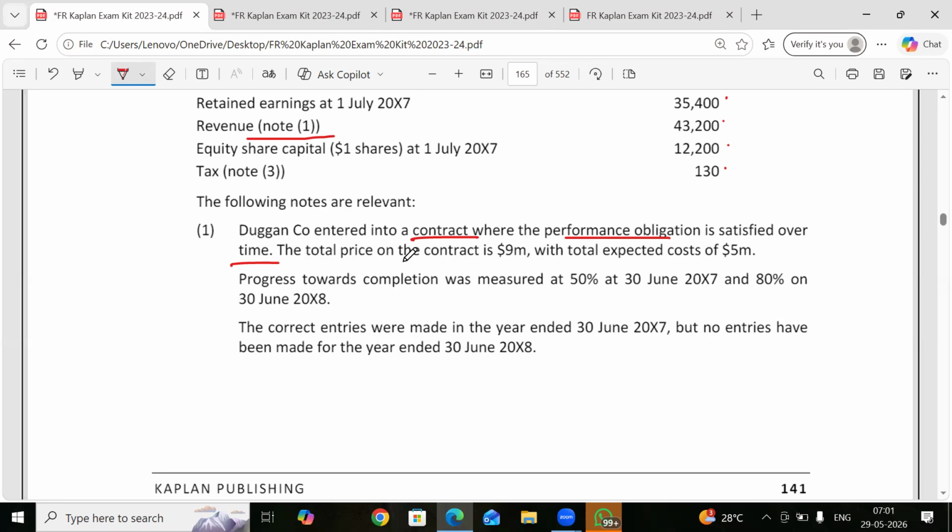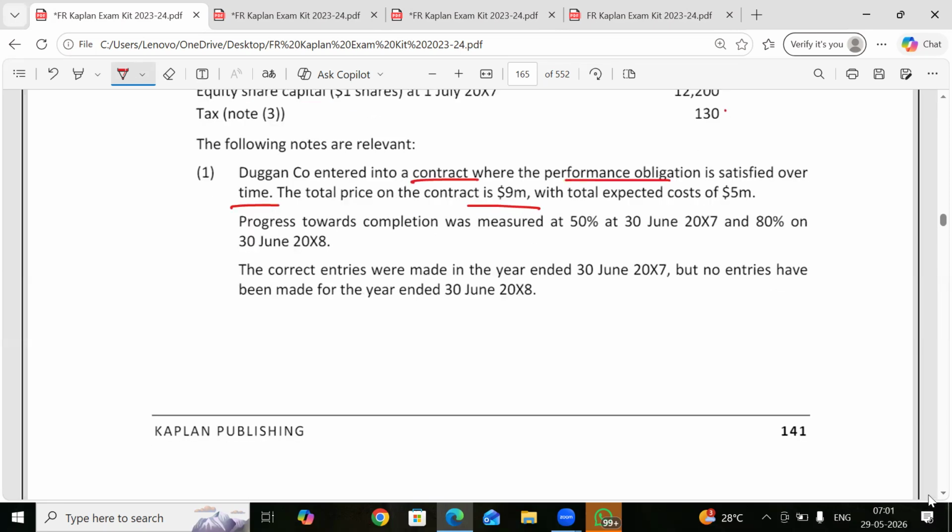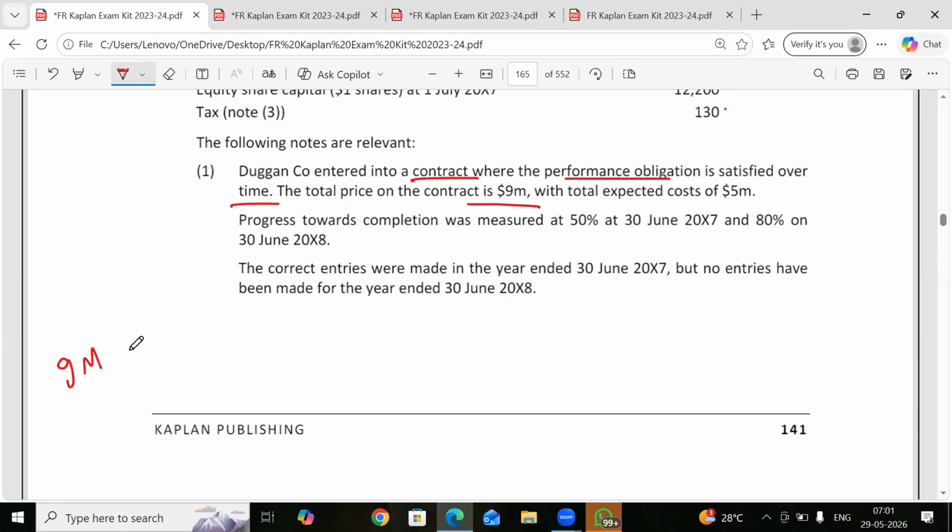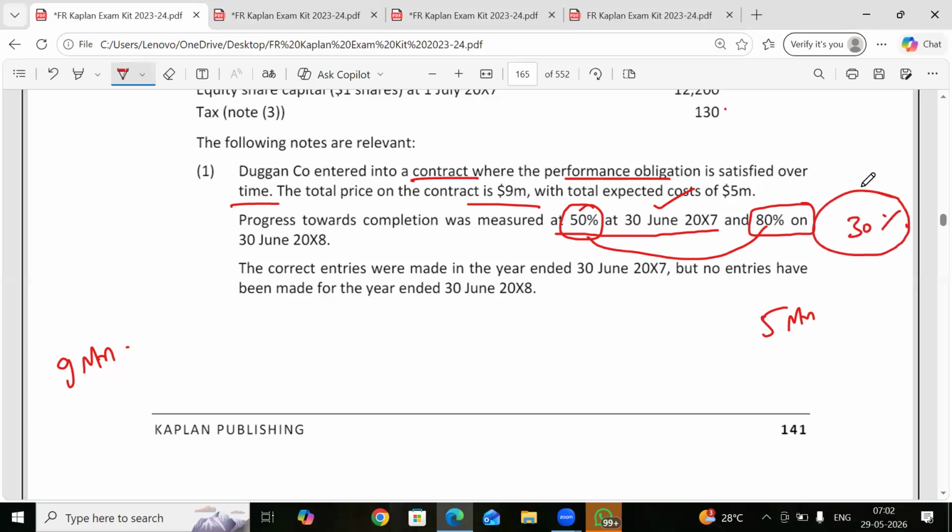The total price on the contract is 9 million. So 9 million is the price, with the total expected cost of 5 million. So 5 million is the cost. Progress towards completion was measured at 50% on 30th June 2007. So till the end of the previous year, they had completed 50% of the contract. And they have completed 80% of the contract this year. So this year, 30% extra they have finished.